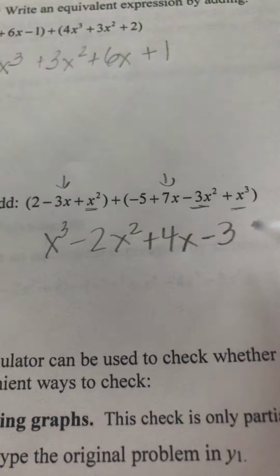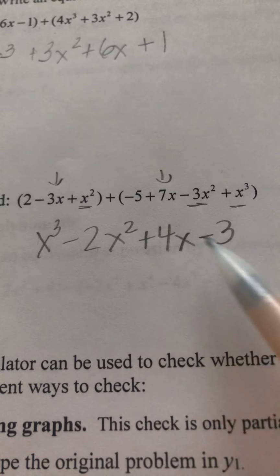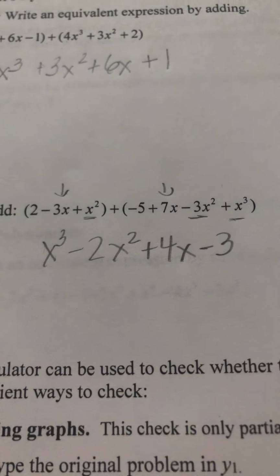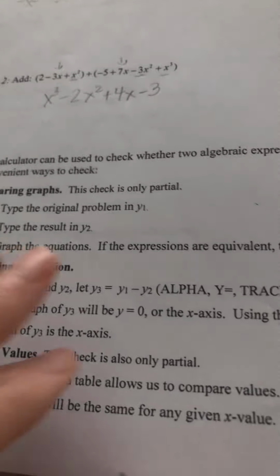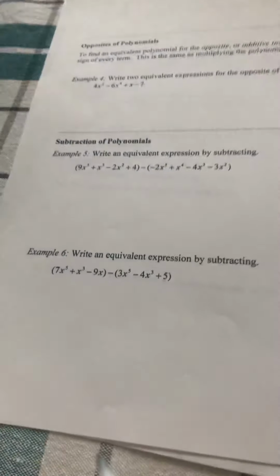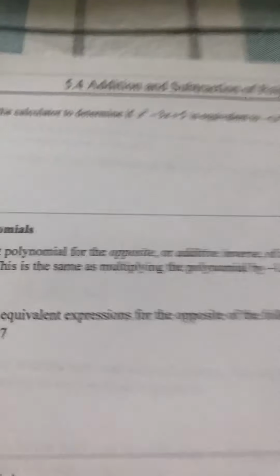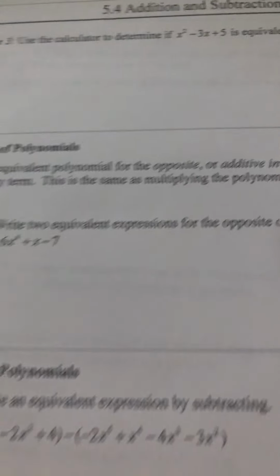Again, you don't have to list it in descending order, but all the signs in the front have to be the same if you list it in a different order. I'm not going to show you how to check these using a calculator because it's kind of superfluous. And we won't do that one either, but let's look at this.